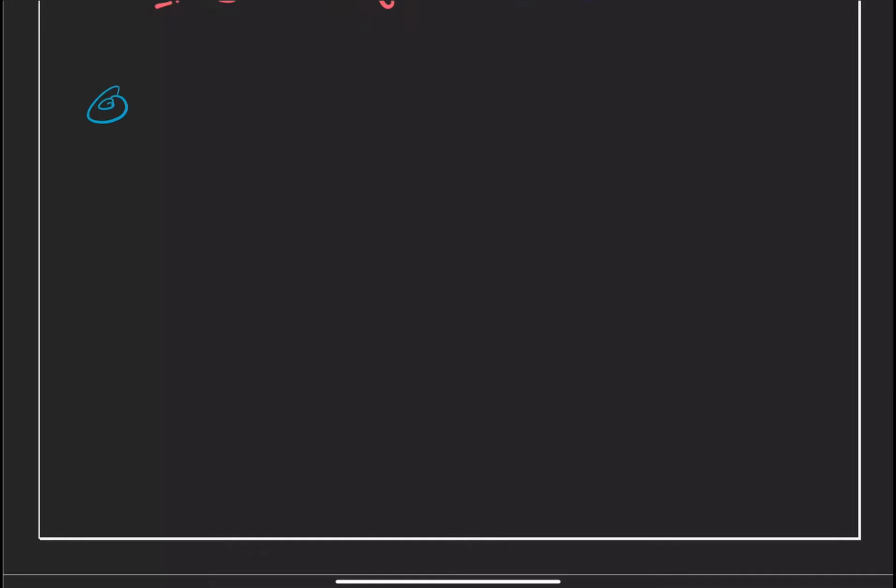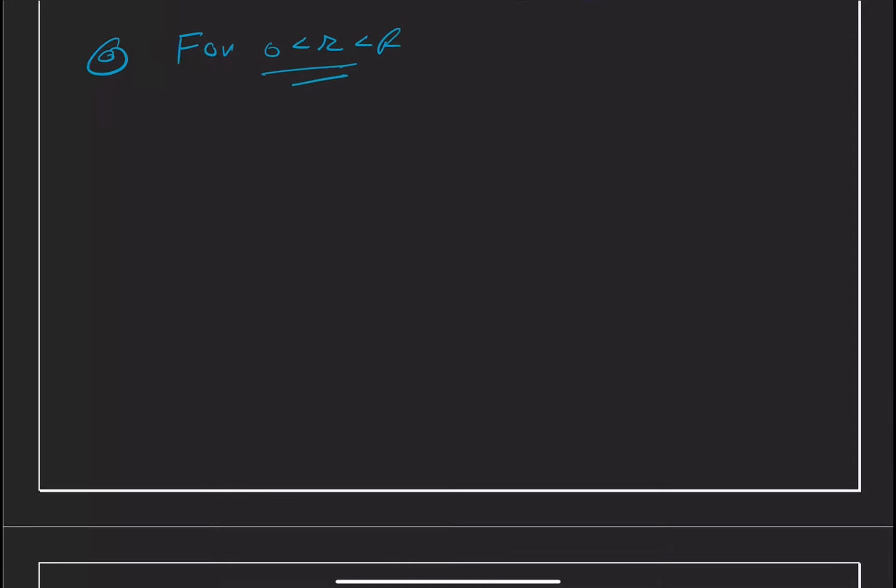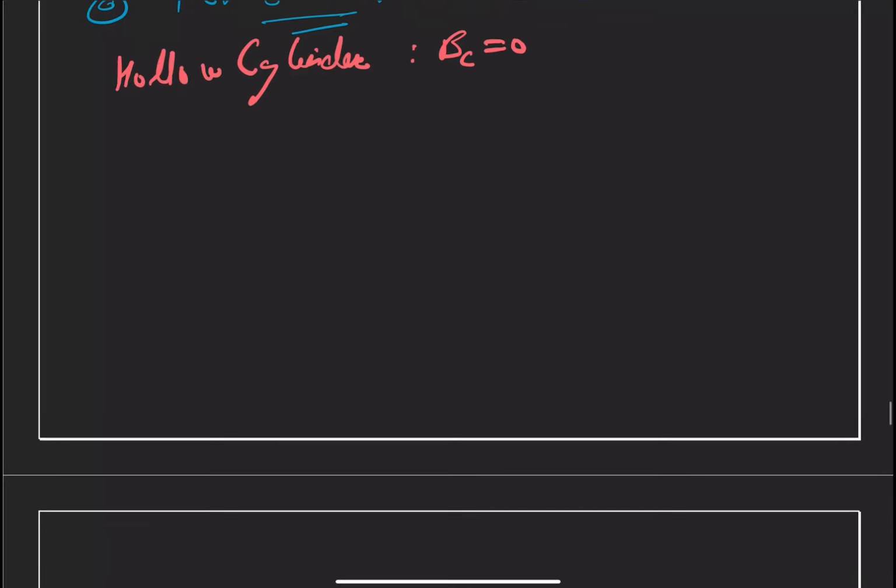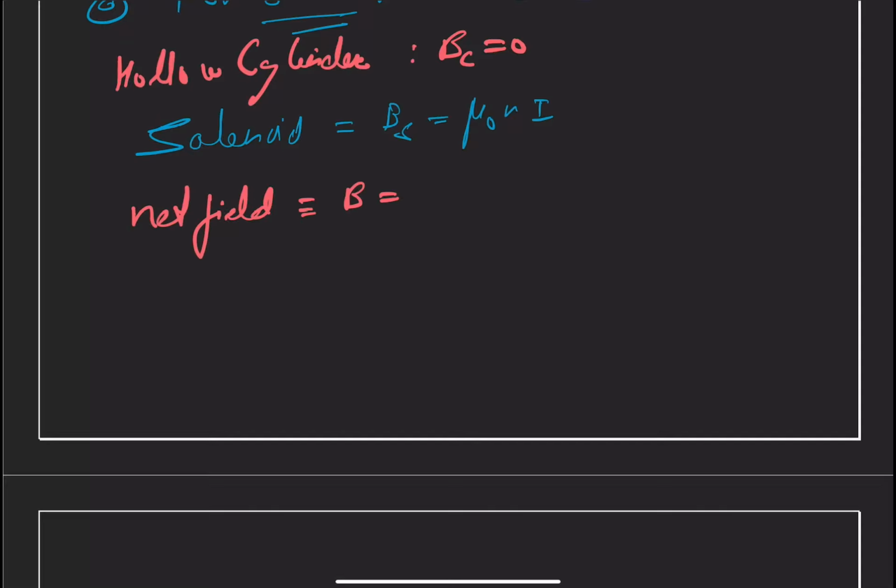So in part A, we are having small r greater than 0 but less than capital R. And for hollow cylinder, magnetic field was equal to 0, and for solenoid, magnetic field was equal to mu naught n I. So therefore net field, that is our B, will be equal to mu naught n I, and which is obviously not equal to 0.